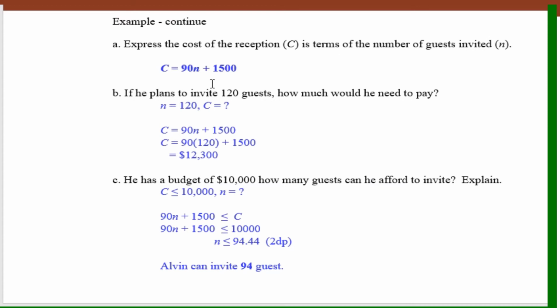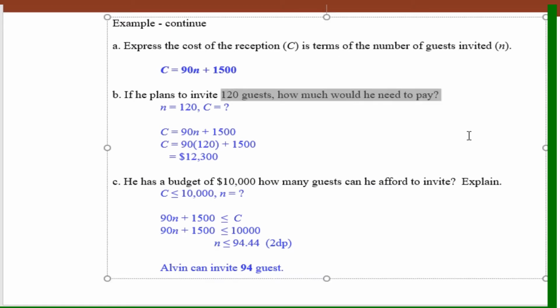If he plans to invite 120 guests, how much would he need to pay? So now they're saying n is 120, what is the cost? So just substitute the 120 into the equation. Your cost will be 12,300. Okay?